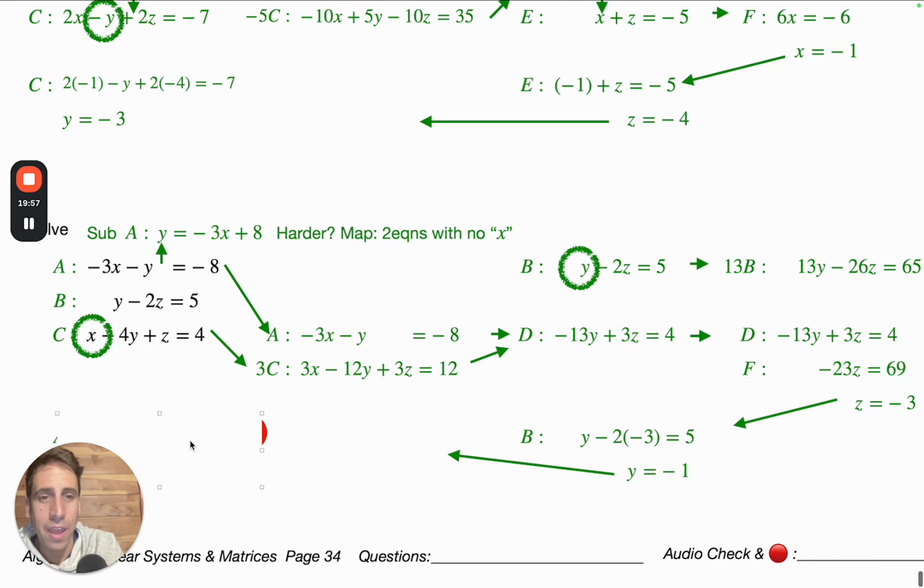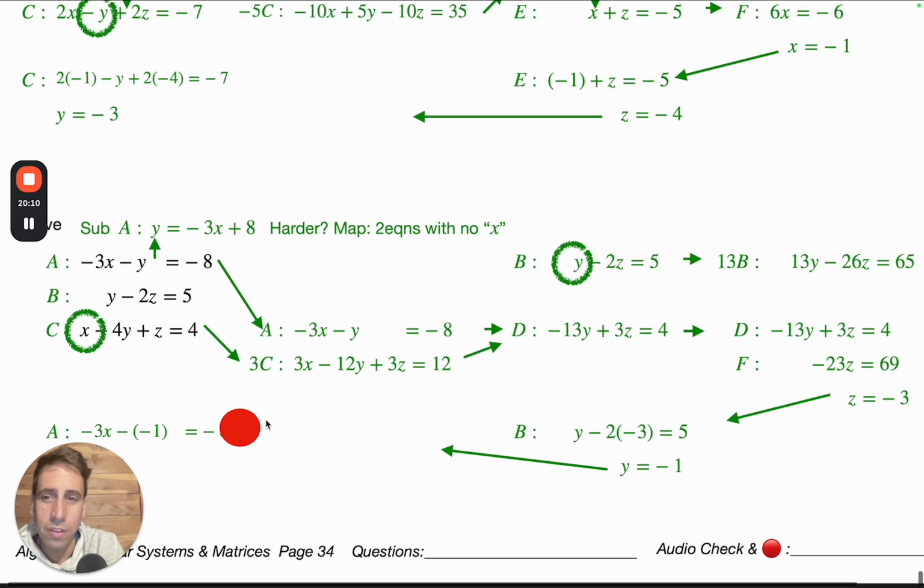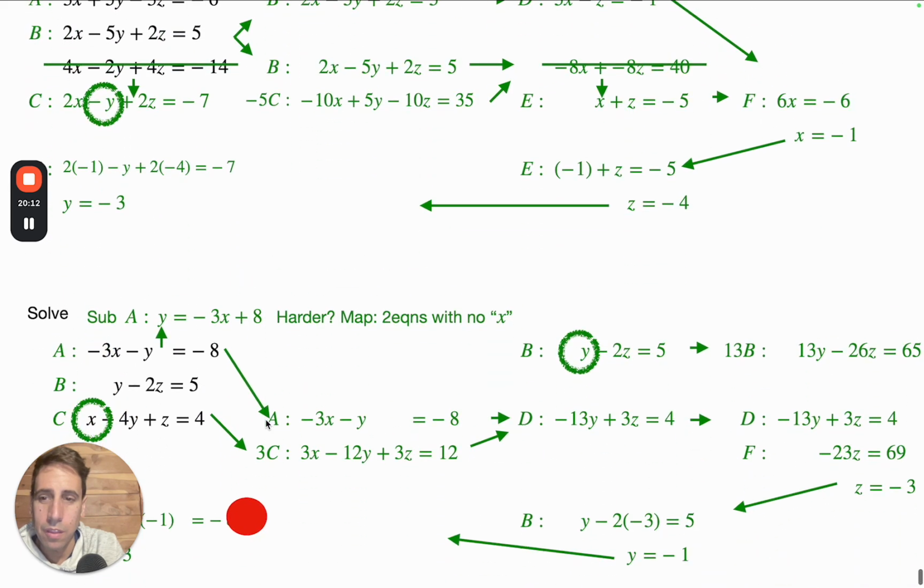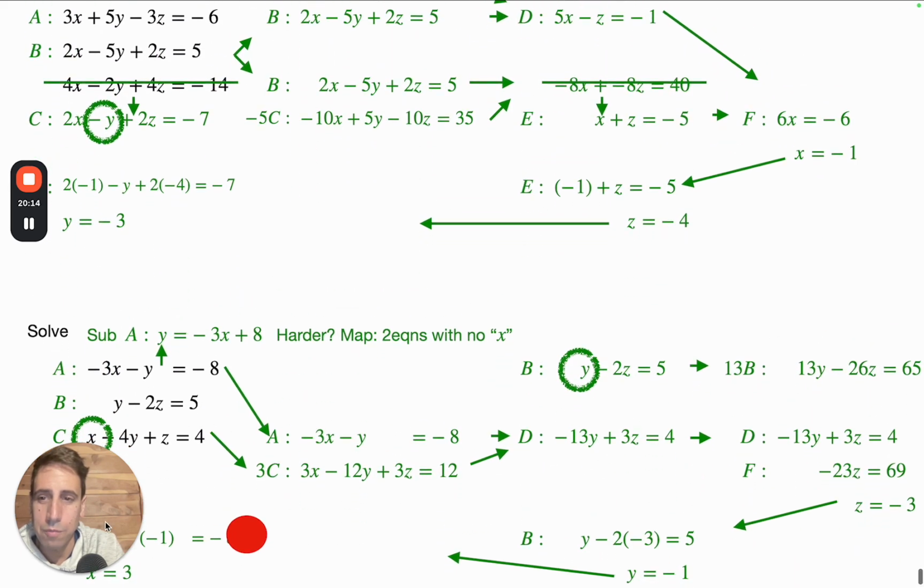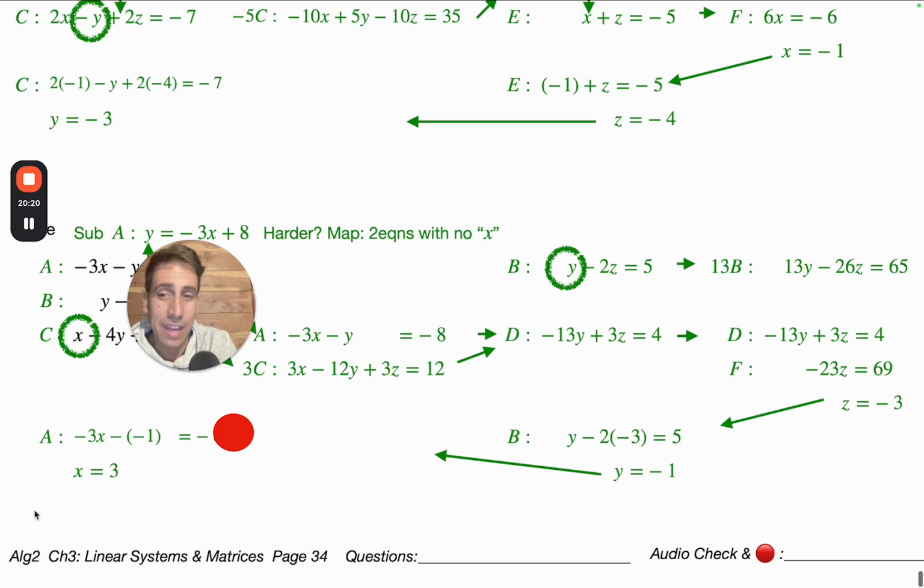Now that I know what y and z are, I'm going to take it all the way back to the original, and I'm going to plug into, say, equation A. Negative 3x minus y, I know what y is, it's negative 1, equals, I'll let you figure out what's underneath the dot. Then I can solve this equation and I get x equals 3.